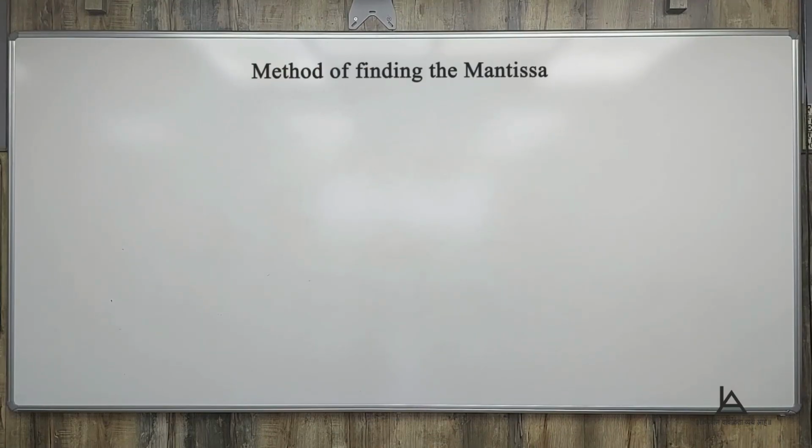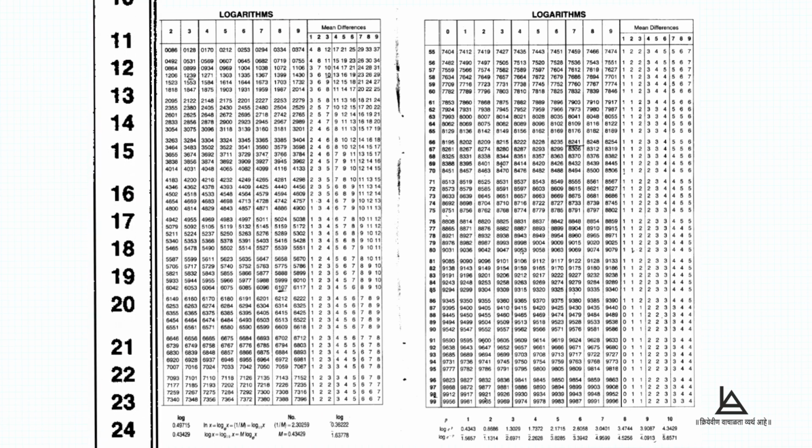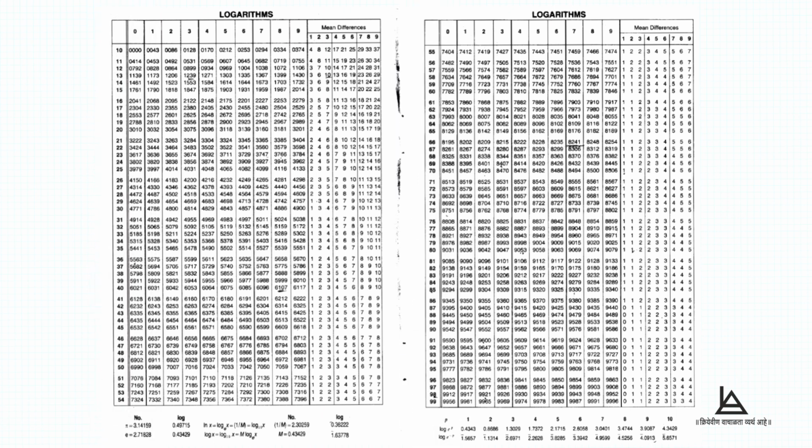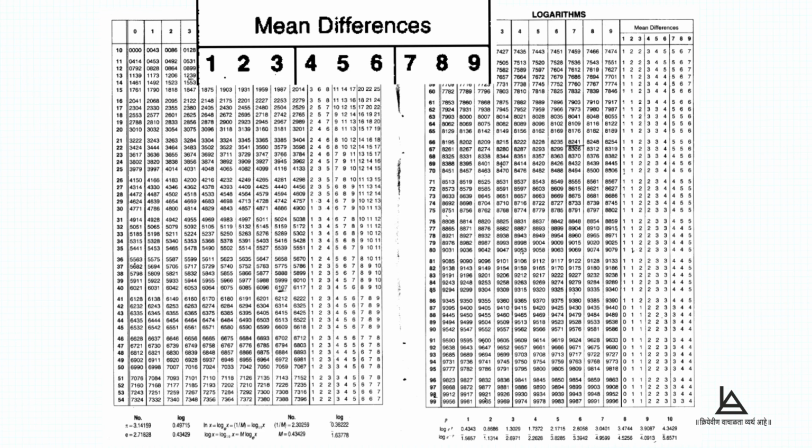Now let us learn how to find the mantissa. As I told you, the mantissa may be found using common logarithms. This is how the common logarithm tables look. We have to find the mantissa part of the logarithm of a number from the logarithm tables. As you can see, the logarithm table consists of rows and columns. Rows begin with numbers 10, 11, 12 up to 99, and there are 10 columns with headings 0, 1, 2 up to 9. After these columns, there are columns with headings 1, 2, 3, 4 up to 9. These are known as differences or mean differences.